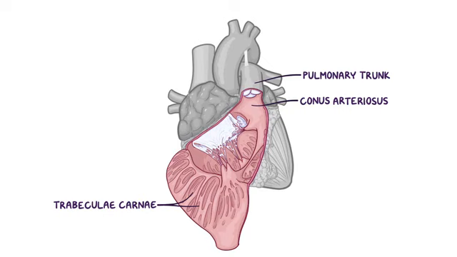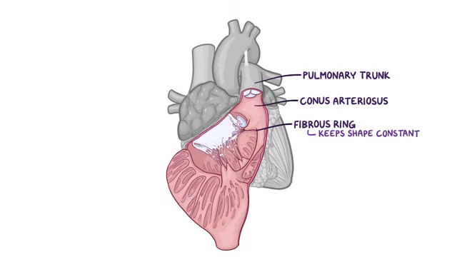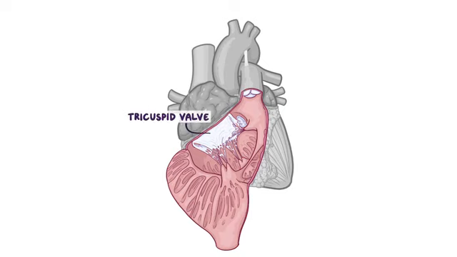So far, so good. Now, the right ventricle receives blood from the right atrium through the tricuspid orifice, which is posterior to the body of the sternum at the level of the fourth and fifth intercostal space. The tricuspid orifice is surrounded by a fibrous ring that's part of the fibrous skeleton of the heart, keeping its shape constant. And in order for blood to flow from the right atrium to the right ventricle at exactly the right time during each heartbeat, there's a tricuspid valve attached to the tricuspid orifice. It's called the tricuspid valve because it has 3 cusps or leaflets that open and close during systole and diastole. An anterior one, a posterior one, and a septal one.